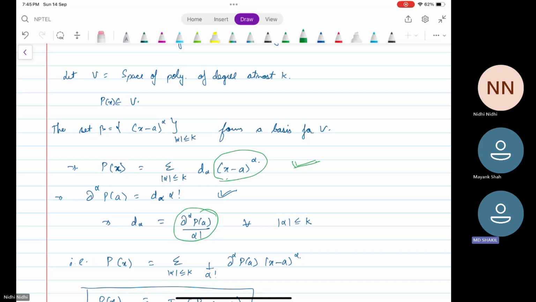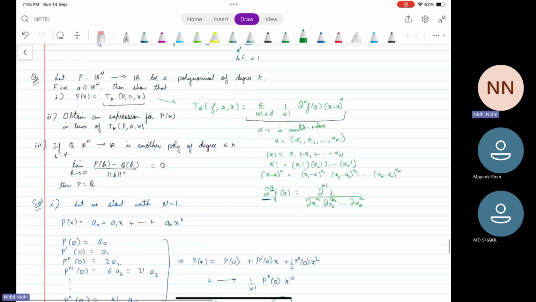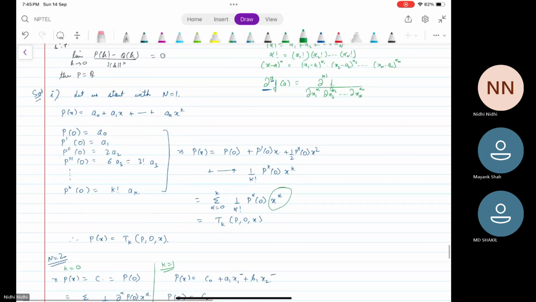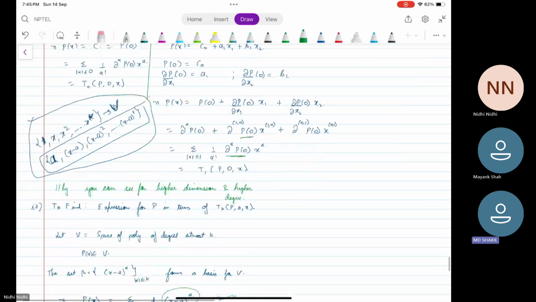And this a is a vector in Rn. Our domain was Rn, no? Yes. So x minus a is well defined. Okay.